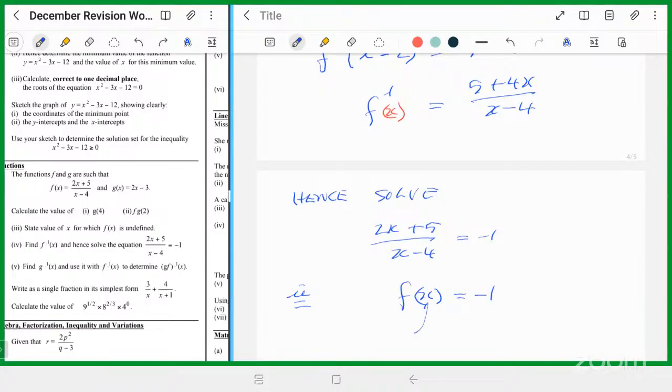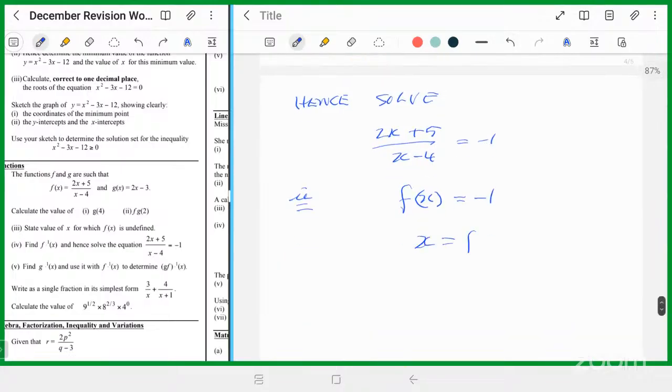So to find this x, we're going to take the inverse f to the minus 1. So the x becomes f to the minus 1 of minus 1. Remember that if f of x equals minus 1, then the x equals f to the minus 1 of that negative 1. So to find f to the minus 1 of negative 1, now we'll plug the negative 1 in this. So we're going to get x equals 2 times negative 1 plus 5 divided by negative 1 minus 4. That's where I plug the negative 1 in here.